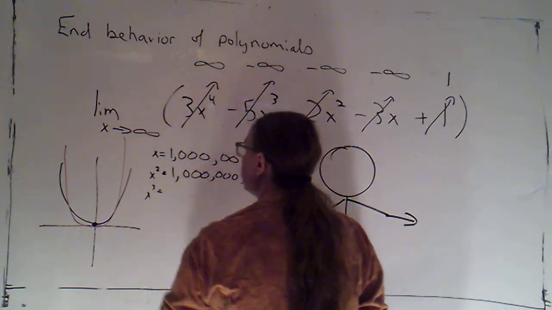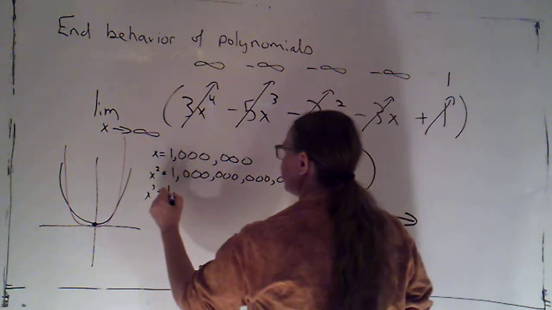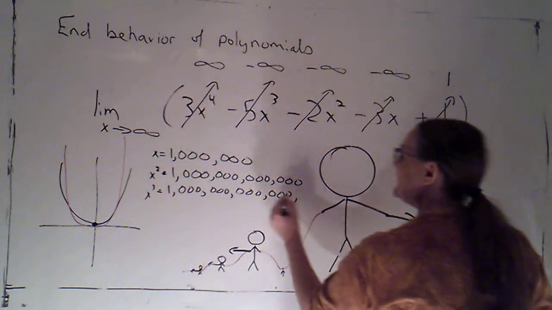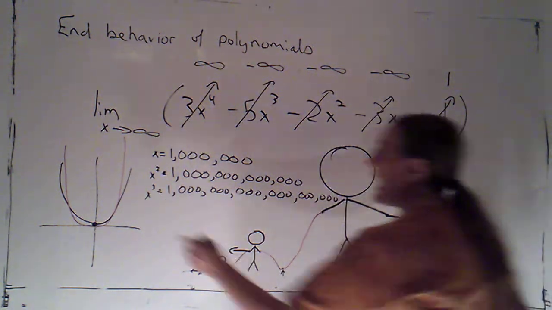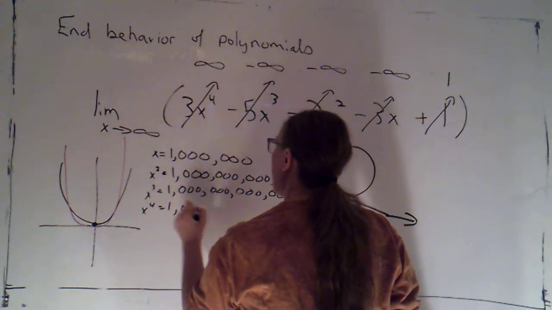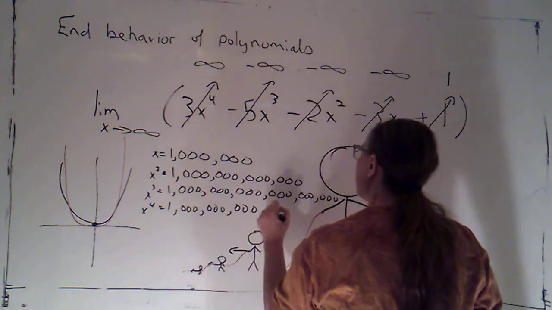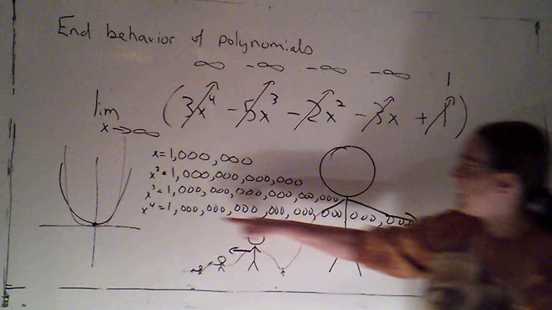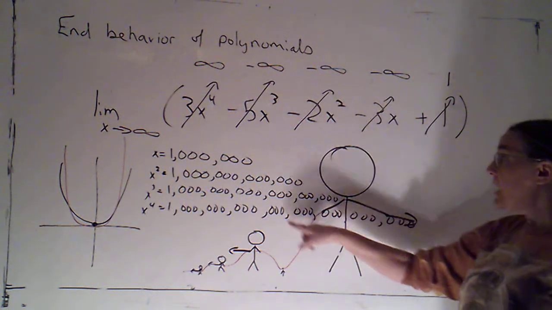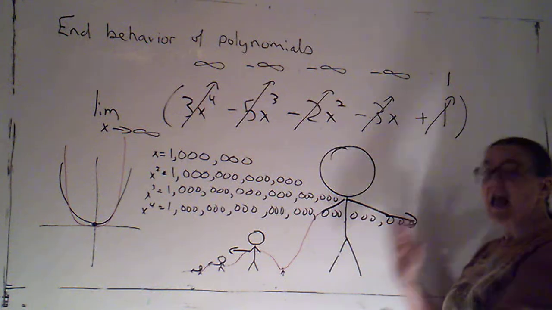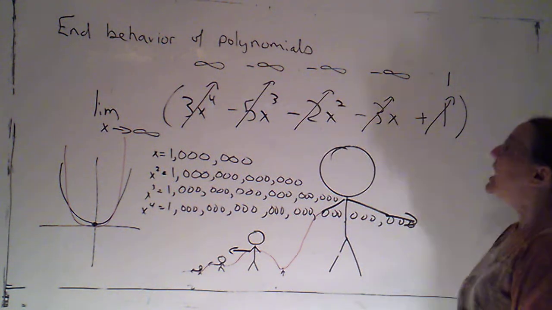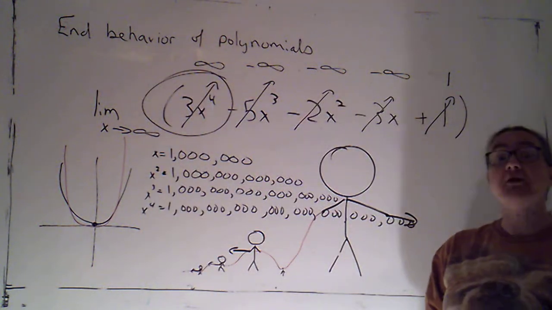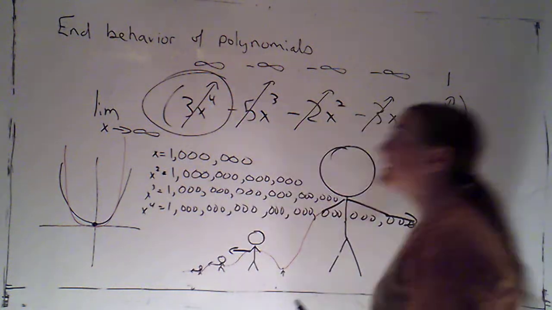x cubed, now I'm going to have 3 times as many zeros. So that's 1 followed by 18 zeros. And x to the 4th is going to be 1 followed by 24 zeros. Now, I was saying I thought of 1 million as kind of big. Compared to 1 million to the 4th, it's minuscule. Okay? So what's happening is that the biggest power, which we call the lead term, is going to dominate.